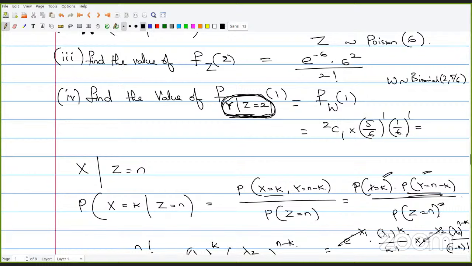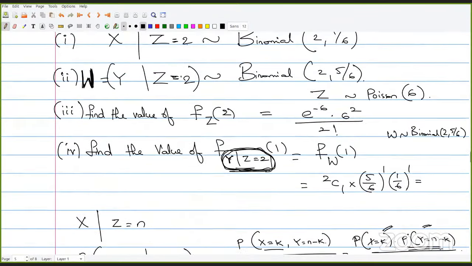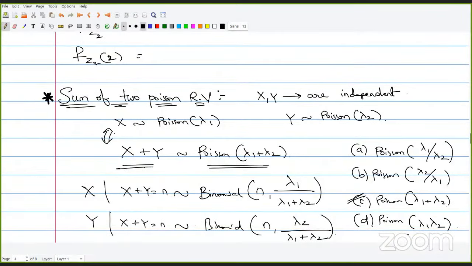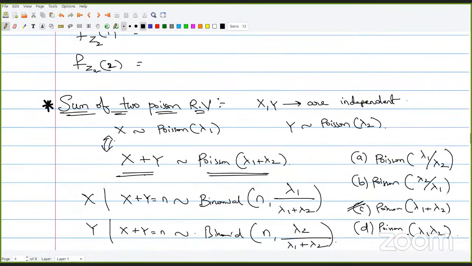But if the sum is some other random variable Z, then X given Z is binomial with n comma lambda 1 by lambda 1 plus lambda 2, and Y given Z will be binomial with n comma lambda 2 by lambda 1 plus lambda 2. So, sir, Poisson plus binomial is binomial. No. Poisson plus binomial, we have to create one. See, this PDF I will give you. This is what I have written.